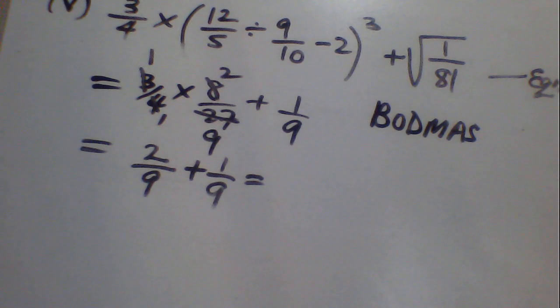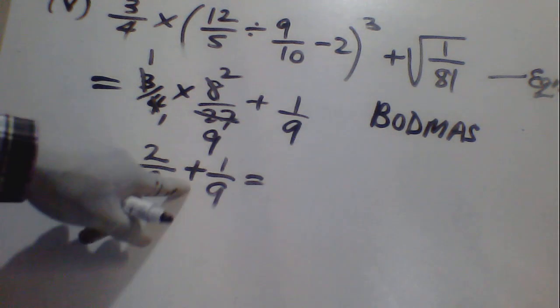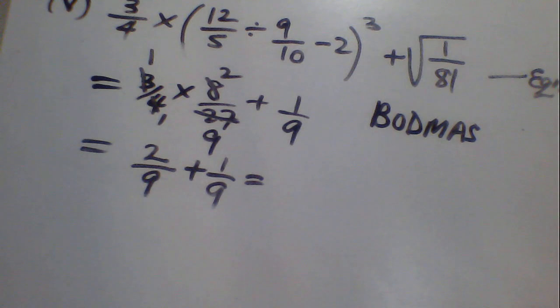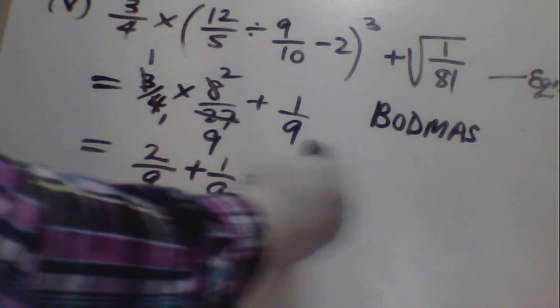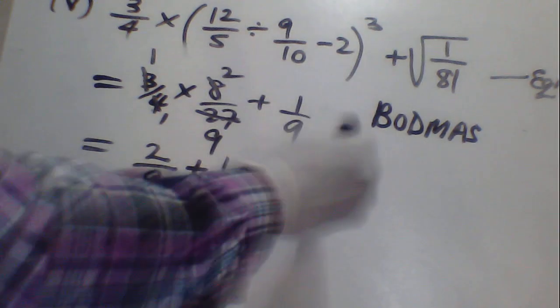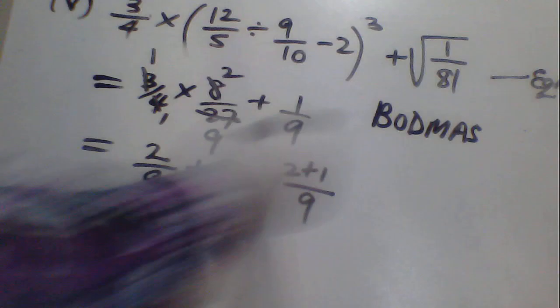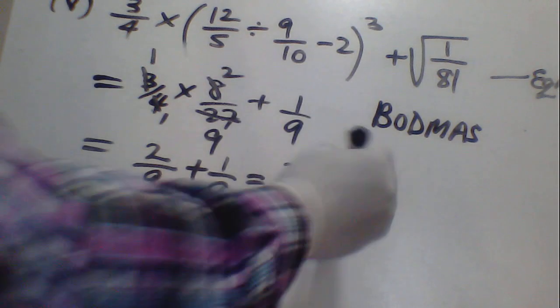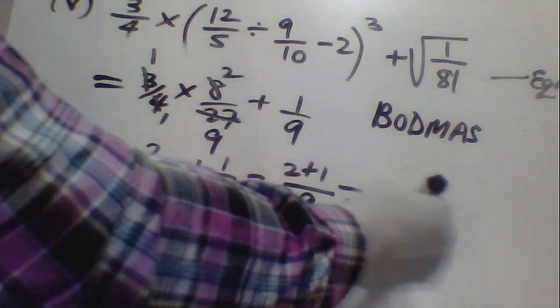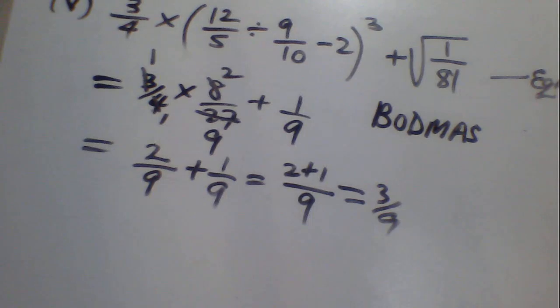When two fractions have the same denominator, all you need to do is to look at the operation. Either you add the numerators or you subtract the numerators, when it involves addition or subtraction. In this case, the denominator is the same. Just write the common denominator and add the numerators. So 2 plus 1 gives us 3 over 9.